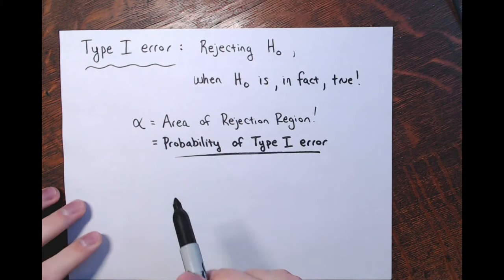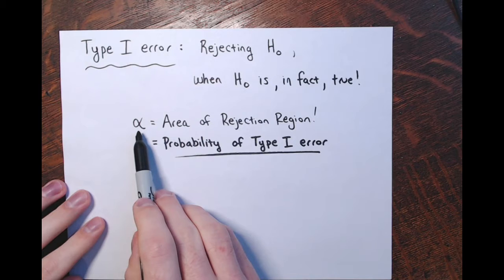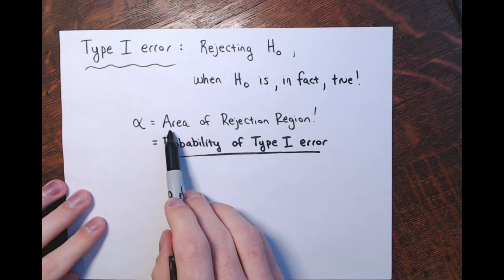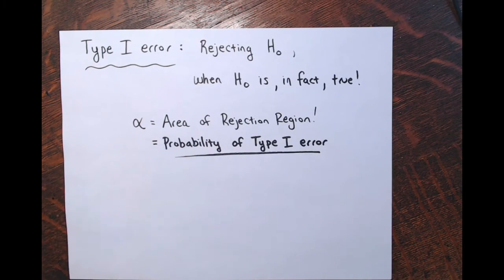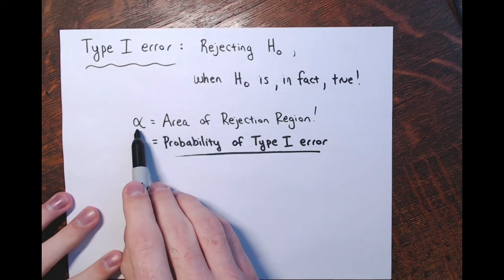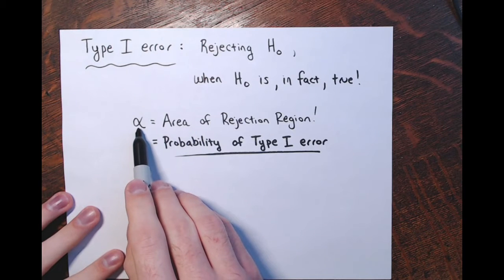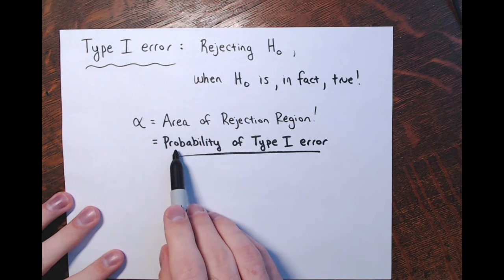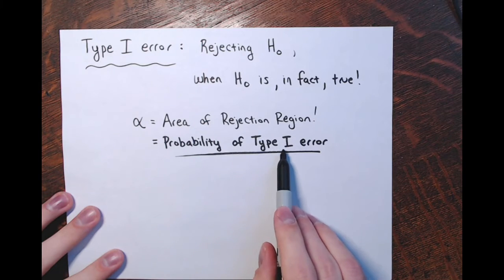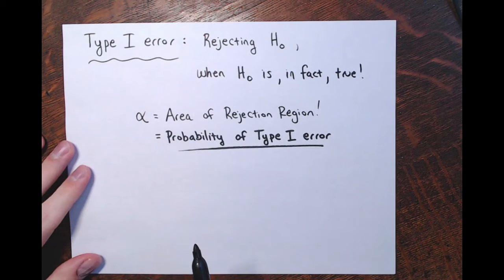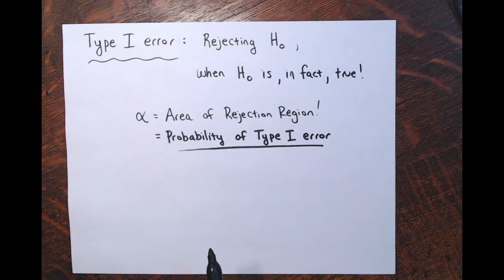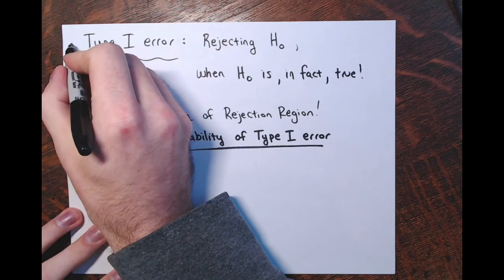And the value alpha, remember, is the significance level, or the area of the rejection region if you were doing hypothesis testing with critical values and rejection regions. Well, another way to interpret alpha is also the probability of making a type 1 error. It's the probability of rejecting the null hypothesis when you shouldn't have, when the null hypothesis was in fact true. So that's a type 1 error.